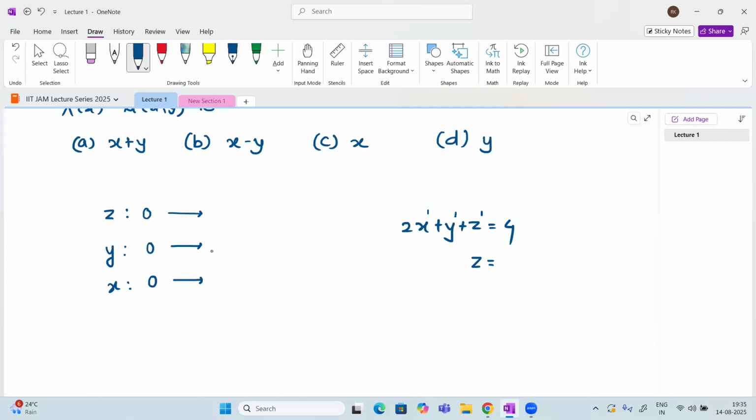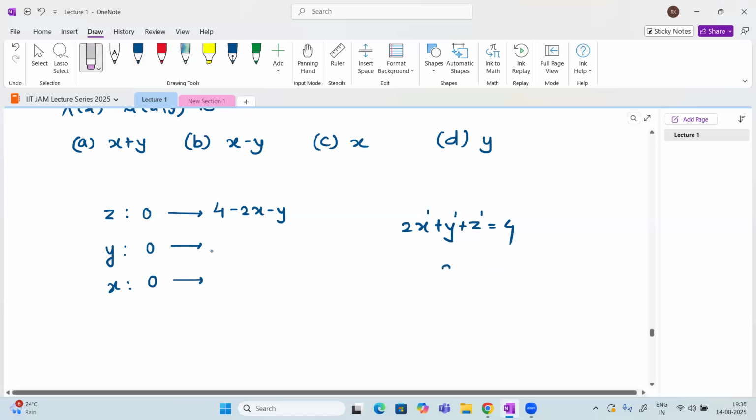So z equals 4 minus 2x minus y. Yes, z is equal to 4 minus 2x minus y. And for considering the value of y, we will put z equals 0. Then it will be y is equal to 4 minus 2x. Exactly. Very good. So now the task of z is over.